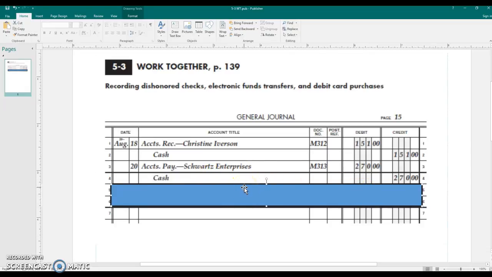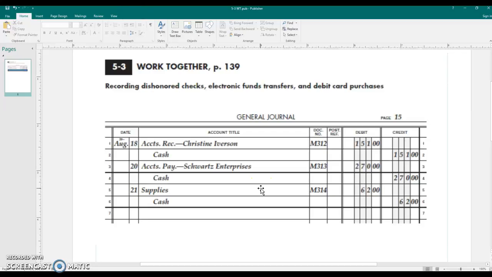Purchase supplies, $62 using a debit card, memorandum number 314. 21st, supplies and cash, M314, $62. Once again, these two you have already done before. This one's a little bit different because it's a dishonored check. But basically, we have to add it back to cash because they charge us money.